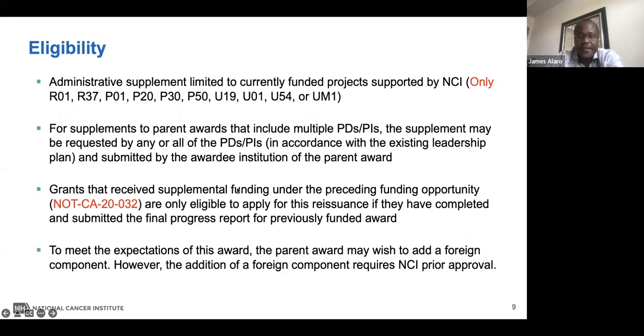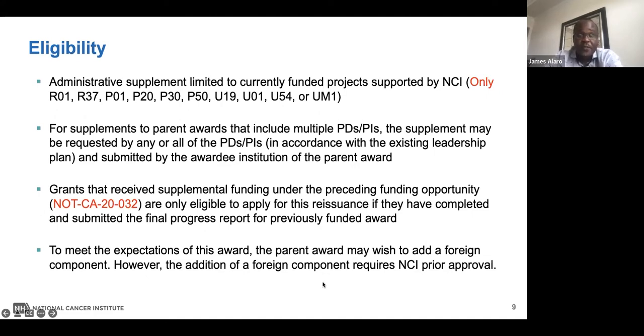I've said that this is a reissuance, so we expect that there may be some people who were awarded in the previous round. They are eligible to apply again, but only if they've issued their final progress reports to us. So if you've not finished that previous award, or if you've not finished the progress report by the time you're submitting the new award, then you will not be eligible.